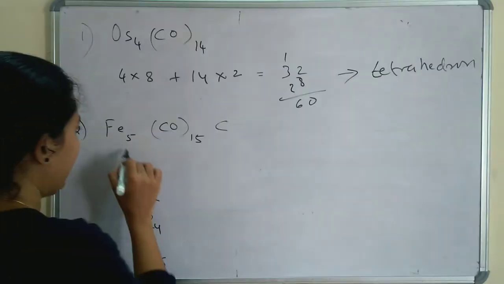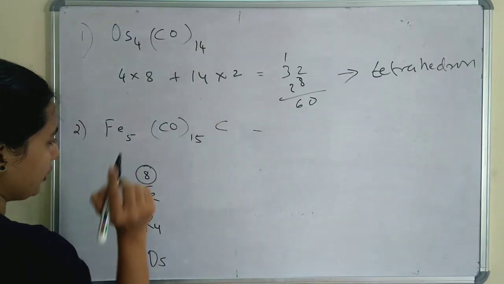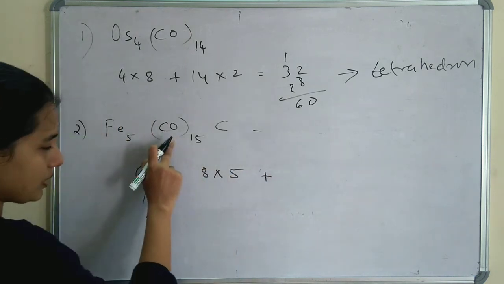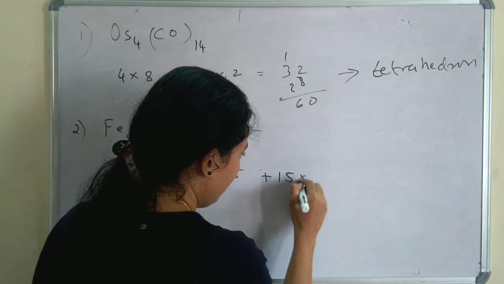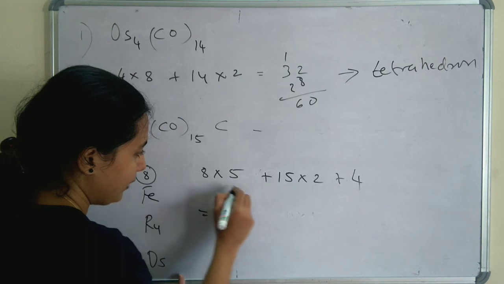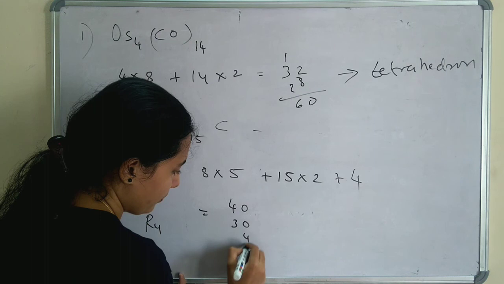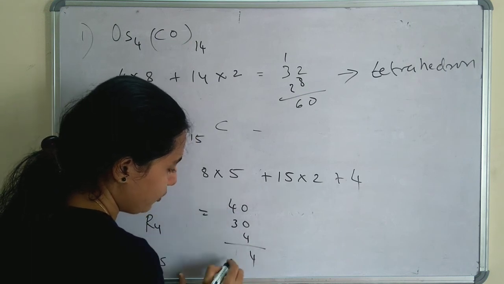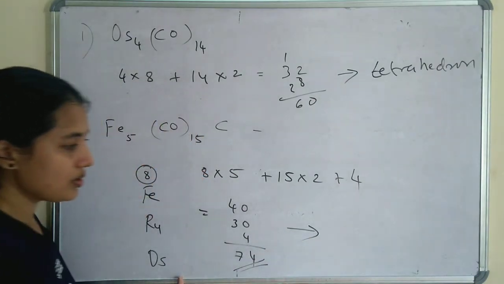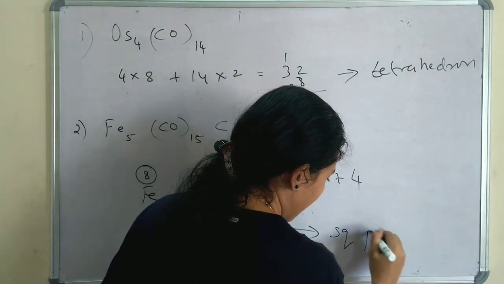Now coming to Fe5C(CO)15. There is a carbon here. Iron will give 8 electrons, 8 into 5 iron atoms. Then each CO gives 2 electrons, 15 into 2, plus 1 carbon gives 4 electrons. So 8 fives are 40, 15 into 2 is 30, plus 4, gives 74. For 74 electrons, the geometry is square pyramidal.